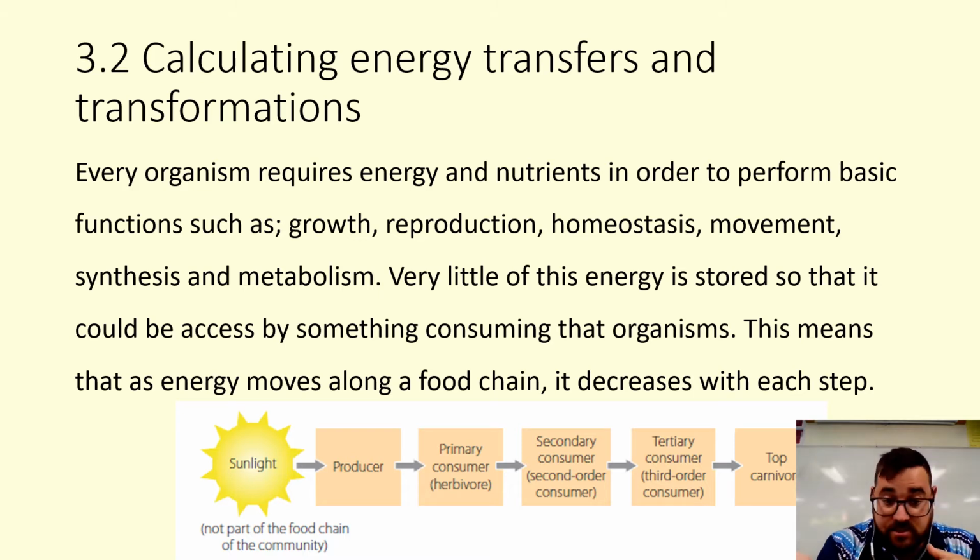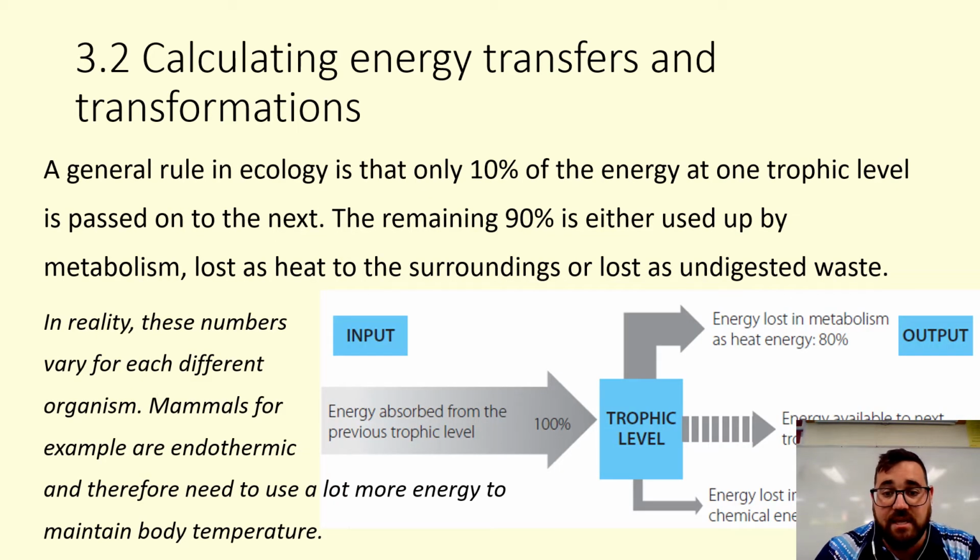Most of it gets passed on, unless you're a human and we overeat and then you get fat. That's stored energy. But ideally, most of the energy gets used up, and then only generally about 10% is passed on. So the general rule of thumb in ecology is that only 10% of energy at one trophic level is passed on to the next.